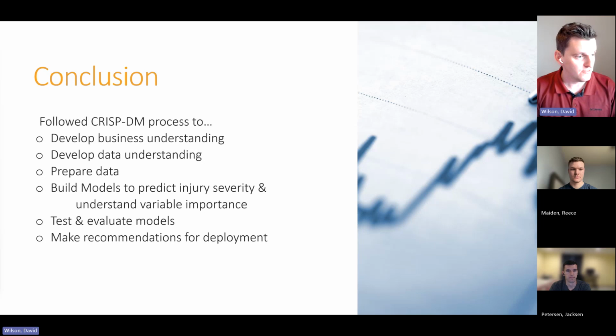In conclusion, in this study, we leveraged the CRISP-DM process. We developed a business understanding of the underlying accident data. We developed a data understanding of that data. We prepared the data for modeling with pre-processing, feature selection, and data handling. We built predictive models to predict injury severity and understand variable importance. We tested and evaluated those models, and we made recommendations for deployment of results of those models.